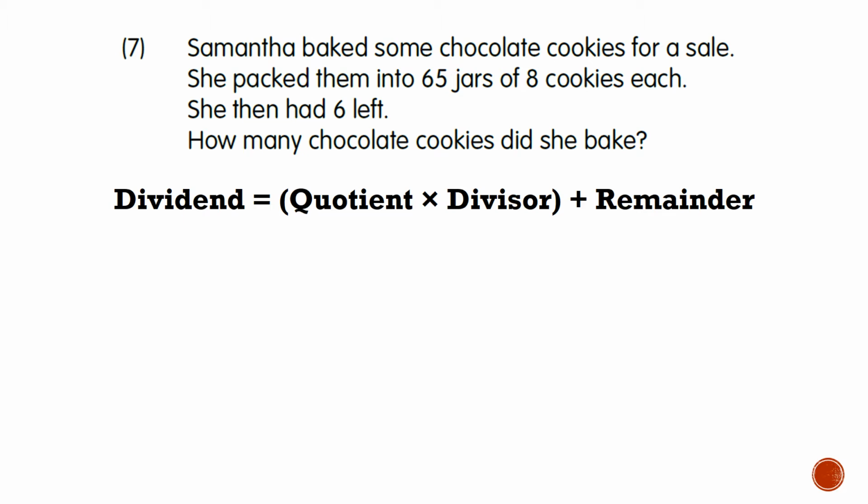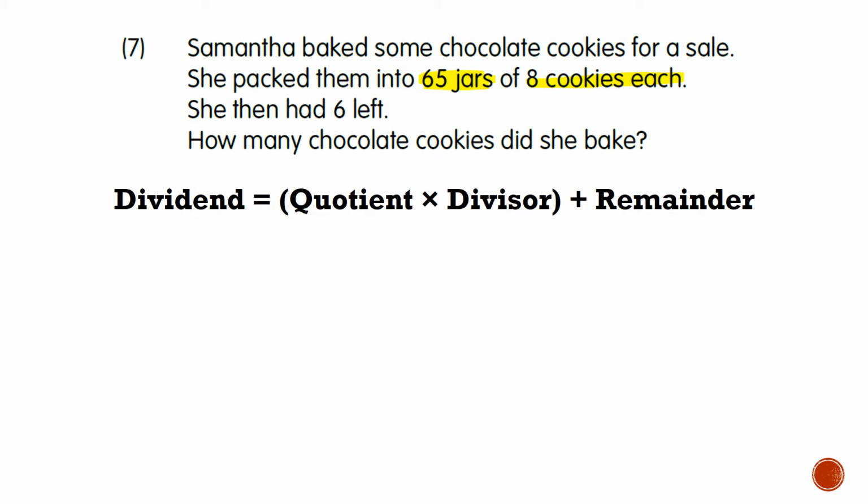Samantha baked some chocolate cookies for a sale. Okay, this part is just the background, so we don't have to highlight this. She packed them into 65 jars of 8 cookies each. Okay, let's pause here for a while. To understand this carefully, there are 65 jars of 8 cookies. That means there are 65 groups of 8 cookies. Can I say that again? There are 65 groups of 8 cookies each. That means one of these is the quotient and one of these is the divisor.